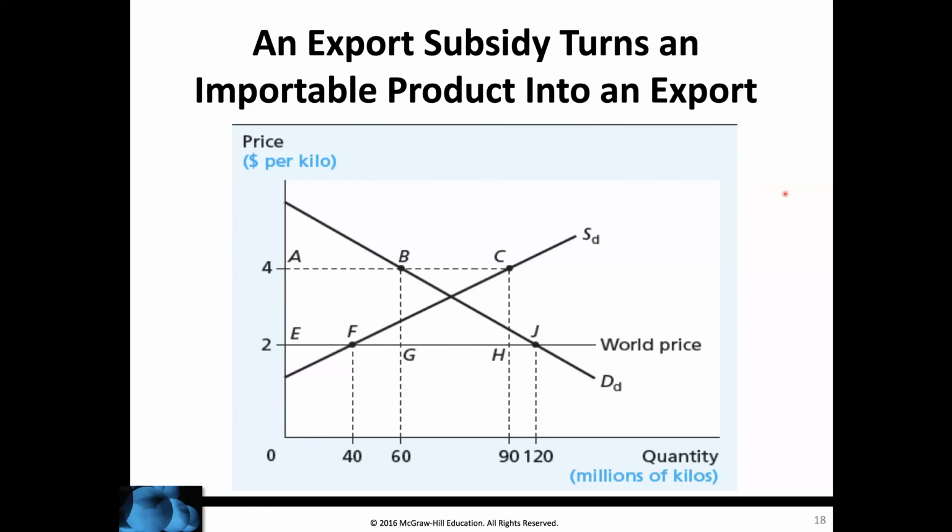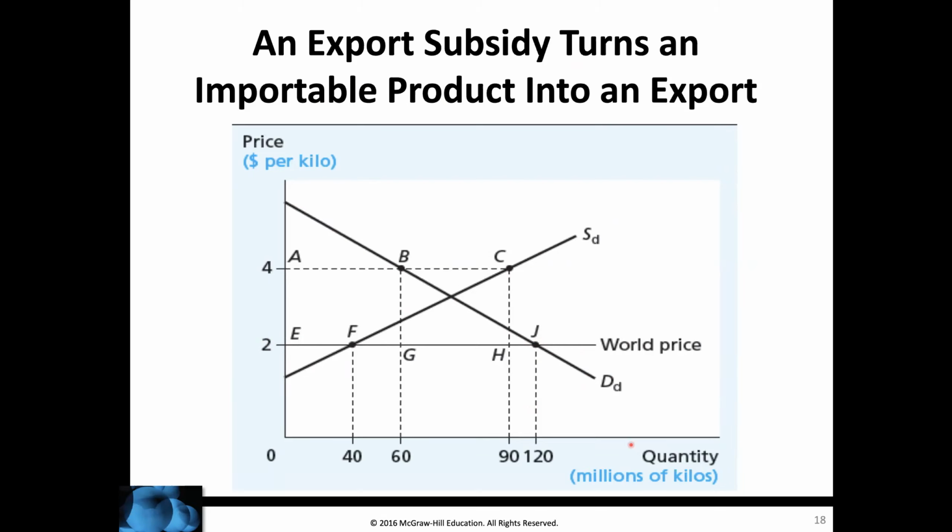Now let's take a look at what can happen when a government throws enough money at providing export subsidies. So this shows an export subsidy, how it can turn an importable product into an export. So let's start with the world price. This is before any type of export subsidy. So this is the domestic demand curve, the domestic supply curve, but the world price is at $2 per kilo.